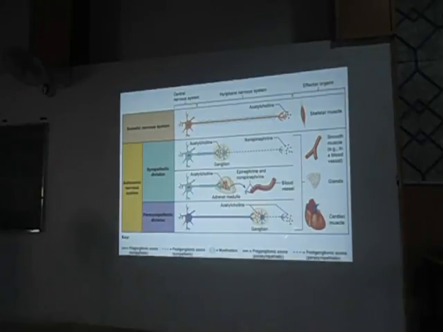In the parasympathetic system, both preganglionic and postganglionic are the red one, that is acetylcholine. But in the sympathetic system, you can see the red one here, that is acetylcholine, but on the postganglionic side, we have norepinephrine, the adrenergic system of drugs.